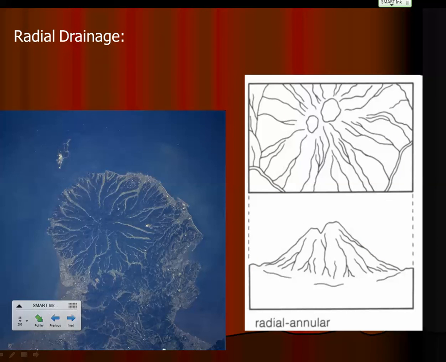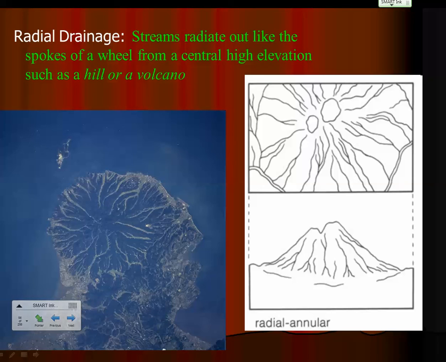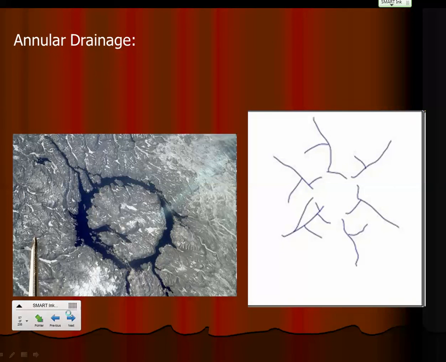Okay, the third type, radial drainage. This is where streams radiate out like the spokes of a wheel, usually from a central high place like a hill or a volcano. You can definitely see in that photograph on the left how those stream drainage areas in brown are definitely radiating out. And right in the middle there is the peak of that volcano. We're looking down from space here. And the pictures on the right show a top view and then the corresponding side view. And you can see the lines representing the streams flowing out from the top. So this is a pretty simple drainage pattern. Let's move on to a harder one.